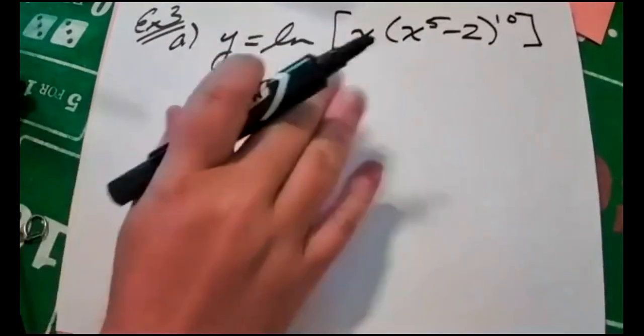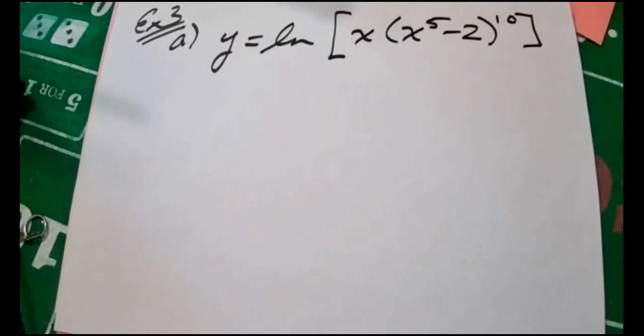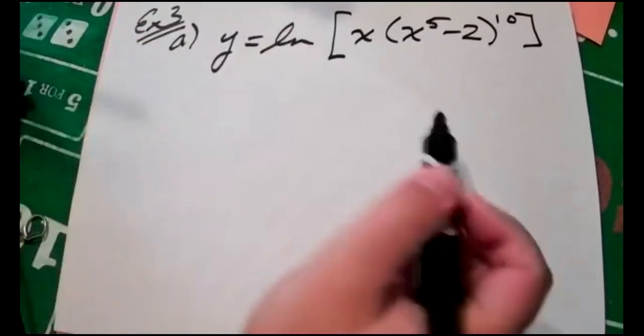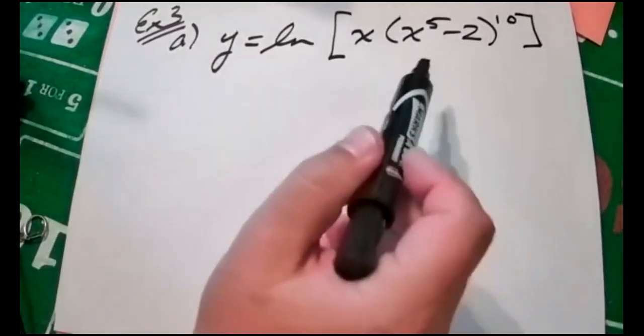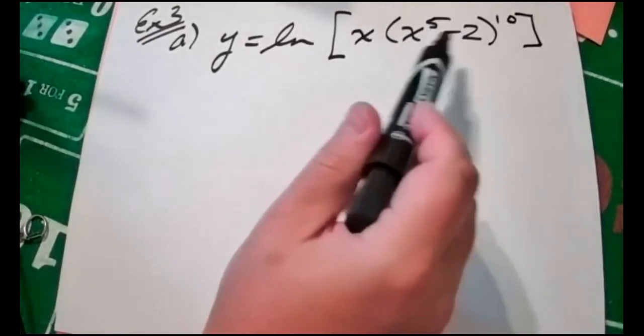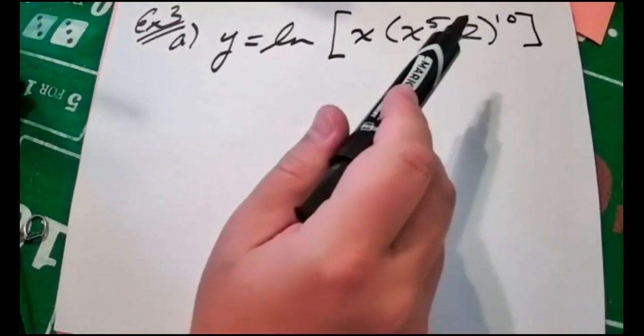All right, let's take a look at this question now. I'm going to ask you to find the derivative of this. In order to do that, you'd have to go through a lot of work to take x to the 5th minus 2 quantity to the 10th power. That's really a lot of work.